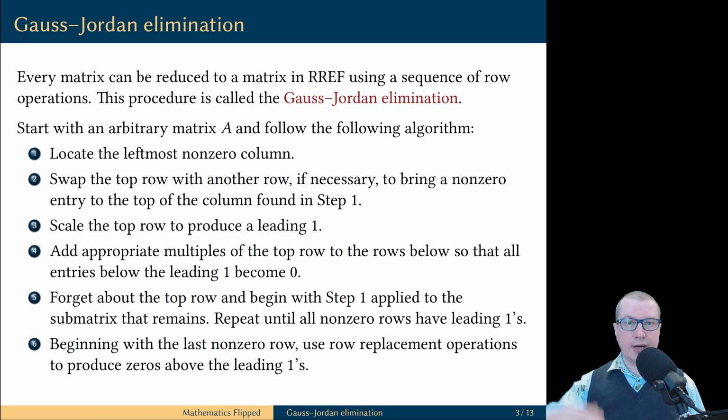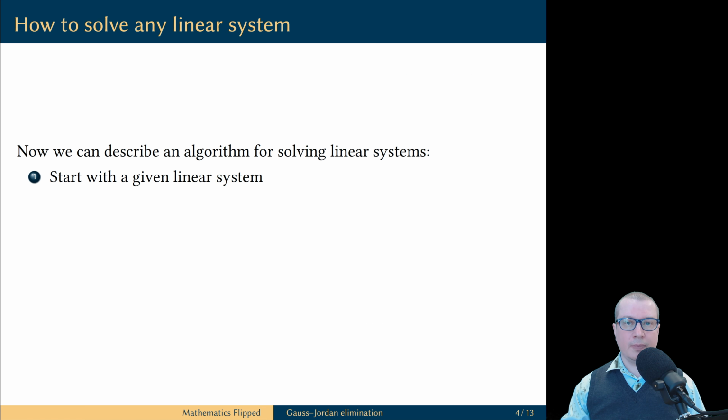In steps 1 through 5, you go from the top row of the matrix to the bottom of the matrix. But in step 6, you're going to reverse the direction and go from the bottom of the matrix to the top of the matrix. You will use as many replacement operations as necessary to produce zeros above each of the leading ones. By completing all these steps, you will arrive to a matrix in reduced row echelon form. Now we have an efficient way to solve any linear system.